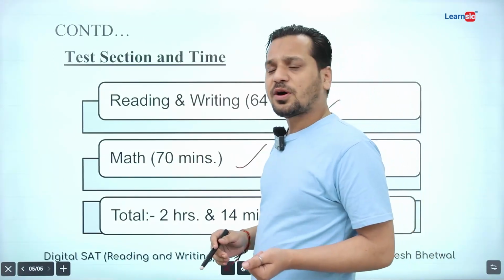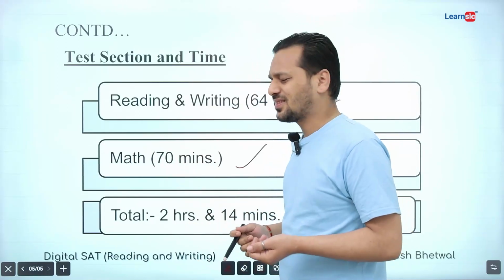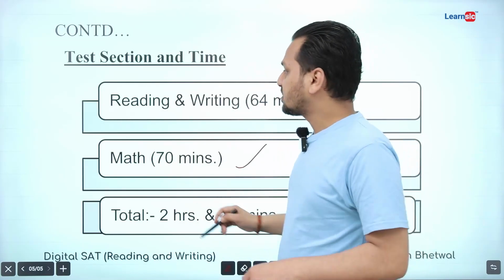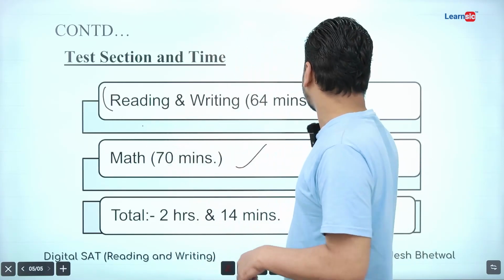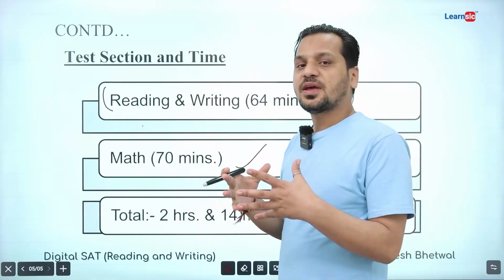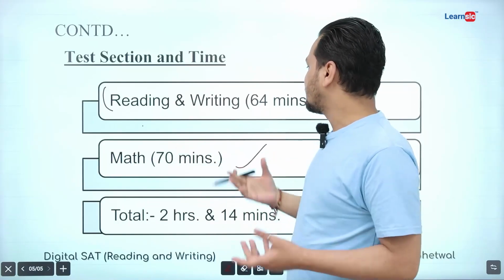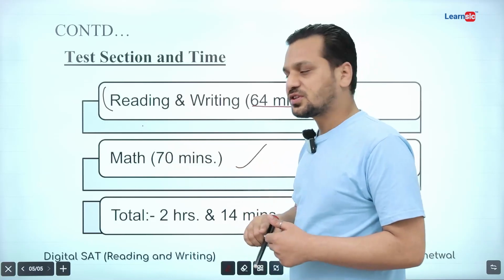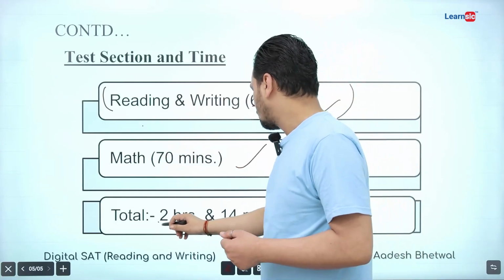And I hope our math tutor is telling you very well about math, because I don't know math, I can't talk much about it. So what I can say is now the reading and writing section is merged into one. There are no two separate sections, and reading and writing lasts for 64 minutes, and math will last for 70 minutes. So total time is 2 hours 40 minutes.